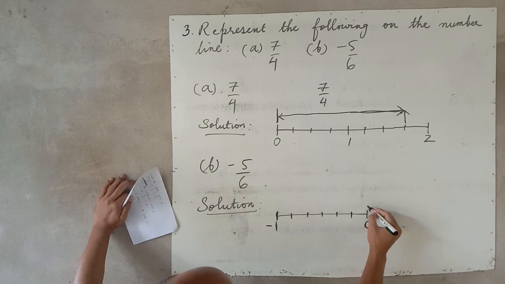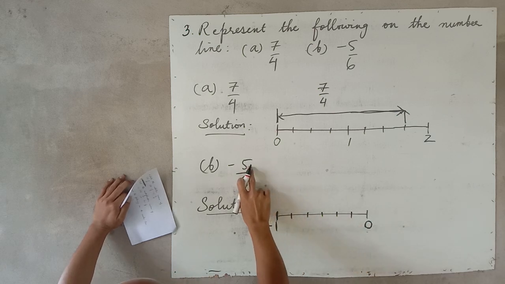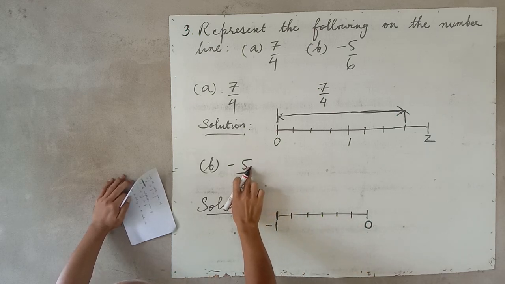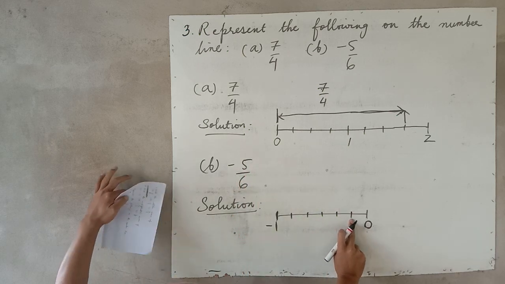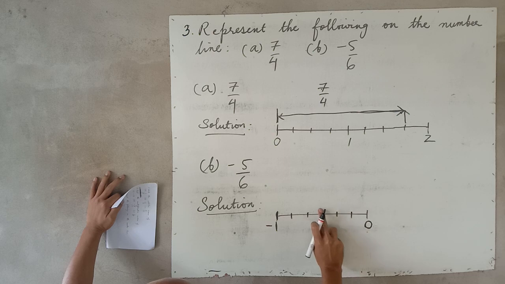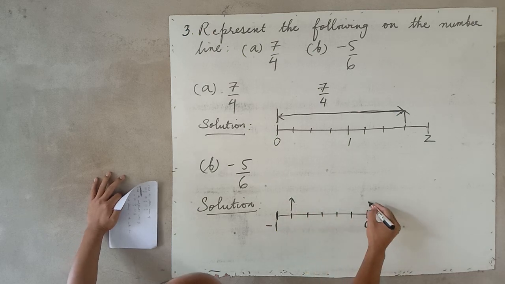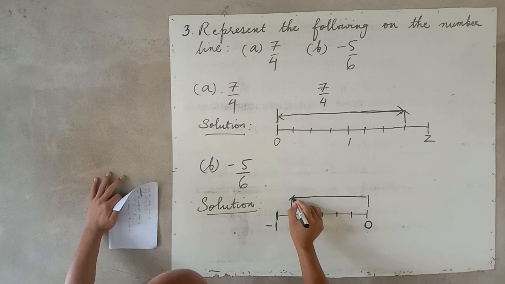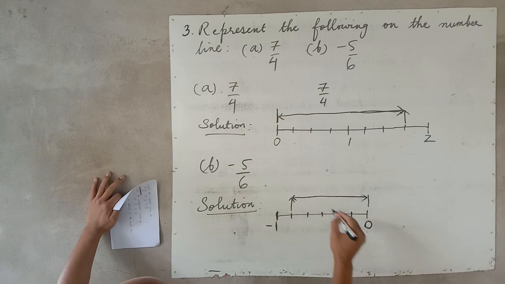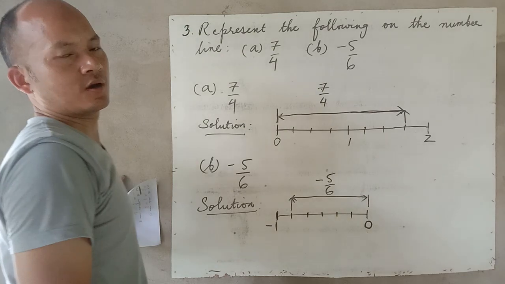Now, we will start to count from here. This number we have to count from this side. 1, 2, 3, 4, 5. This will be the point. And here, like this. So this is minus 5 by 6.